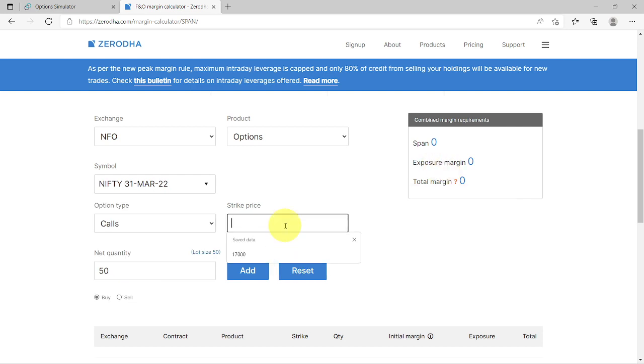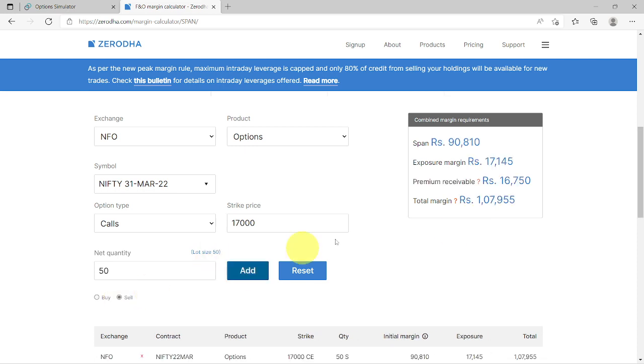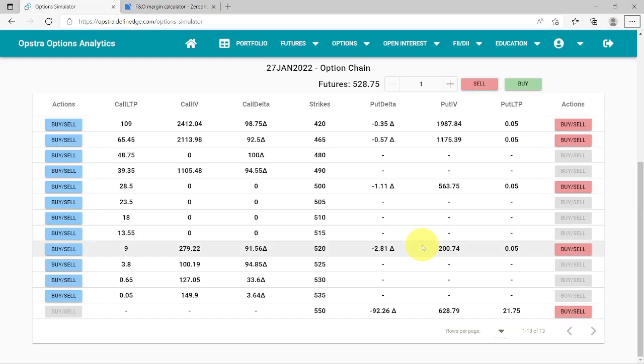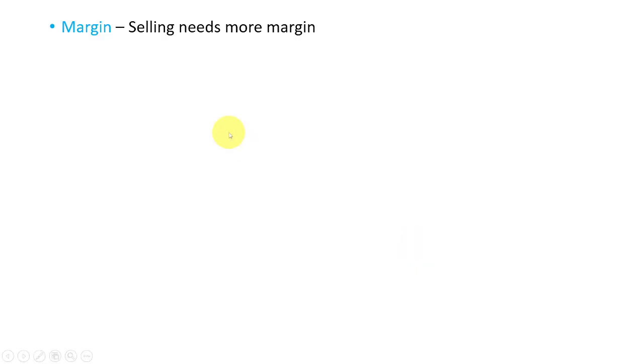We'll just consider a 17,000 call option we are selling. So the margin required for this is around 1 lakh, more than 1 lakh actually. So if suppose the 17,000 option price is trading at like 10 rupees, then 10 into 50, with only 500 rupees you can buy one lot. But for selling one lot you need 1 lakh margin, which is very big. So that is the reason not everybody comes to the selling side, because the margin money needed is so much more. Now for that again we have a concept called pledging.